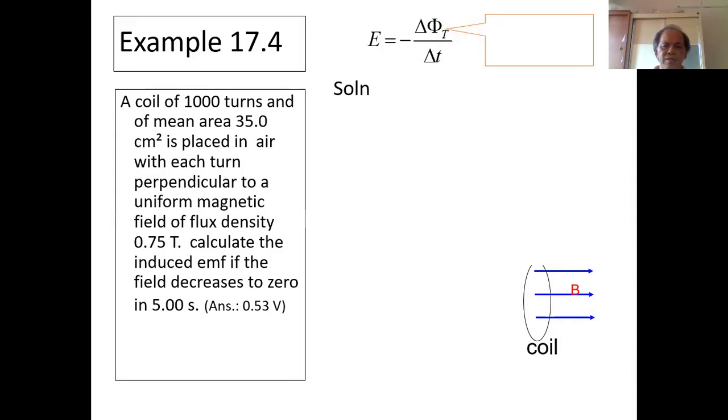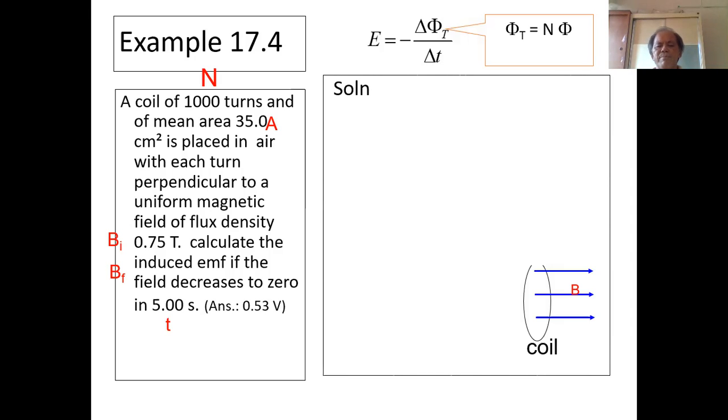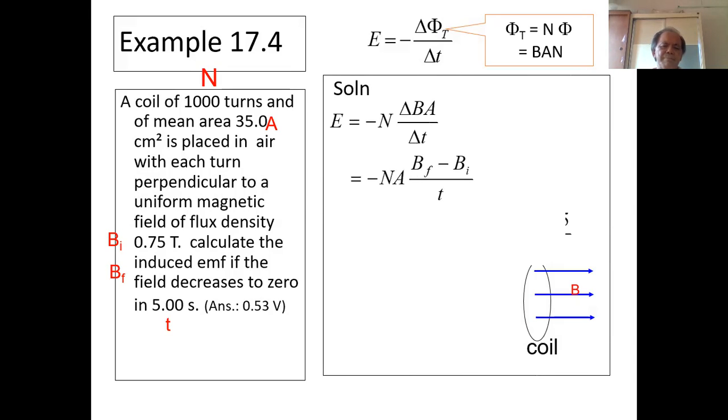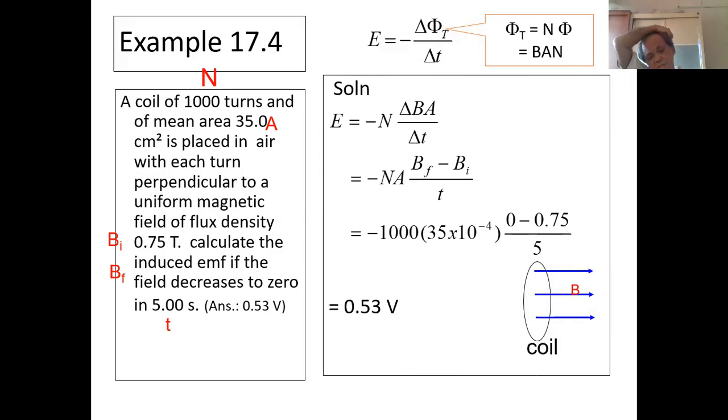Right, now what formula to use? Where's your N? Where's your A? Where's your B initial, the initial magnetic flux density? So final B is 0. Time is 5 seconds. We write the formula: flux density is N times the change in BA. We write the equation, put in your values. You should be able to get 0.53 volt. Can get or not?